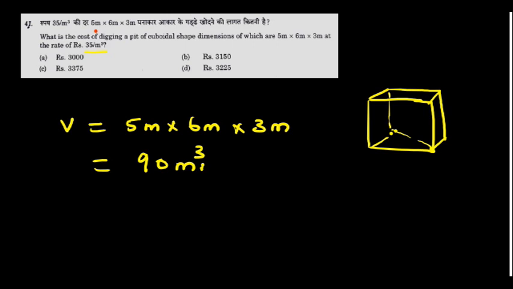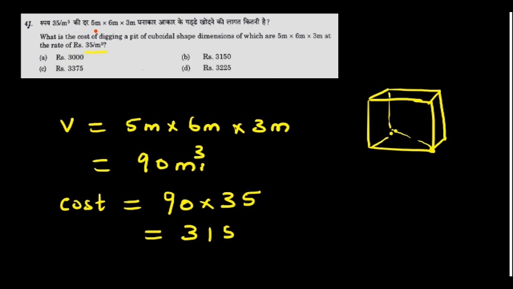Now if you multiply 90 by 35, we should get the answer. So how much is the cost? 90 multiplied by 35. So how much does it come? It comes to 3150.